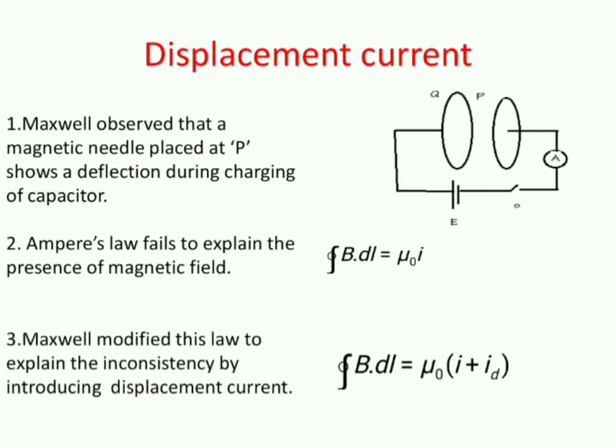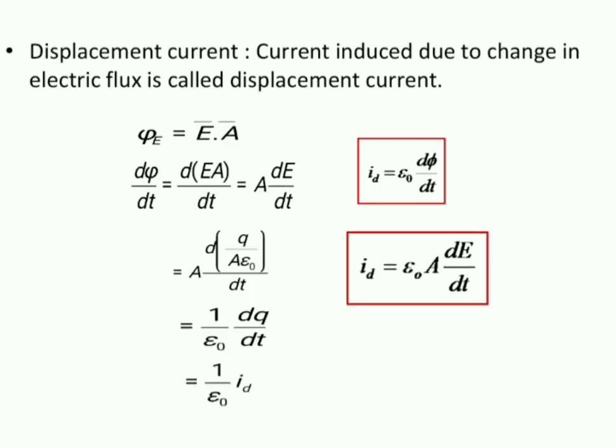Now let us see how do we explain the presence of magnetic field. That means how do we get the equation representing displacement current. So look at the first definition. Current induced due to change in electric flux is called displacement current. So we know magnetic flux is B dot A.